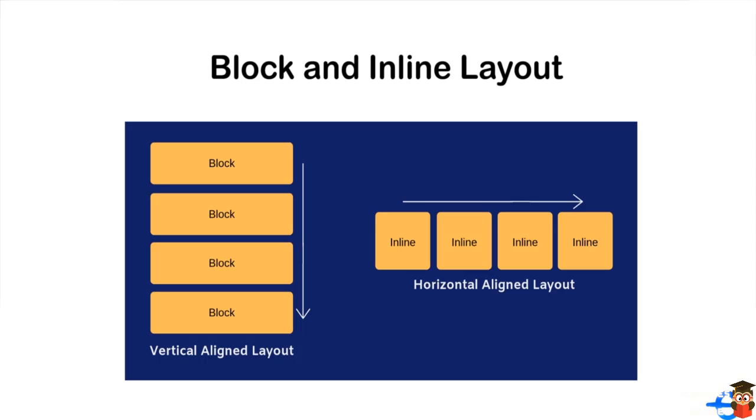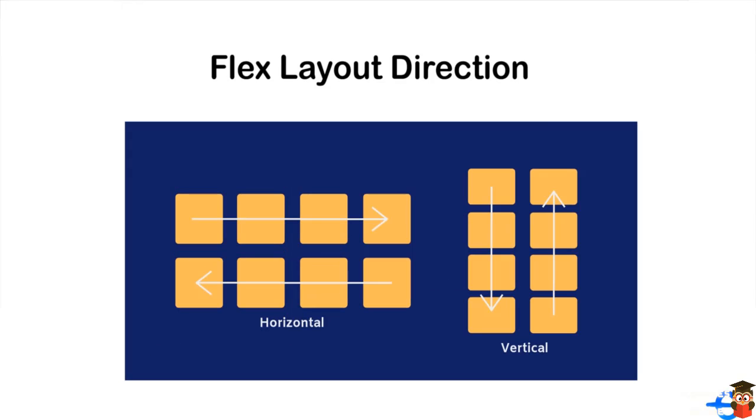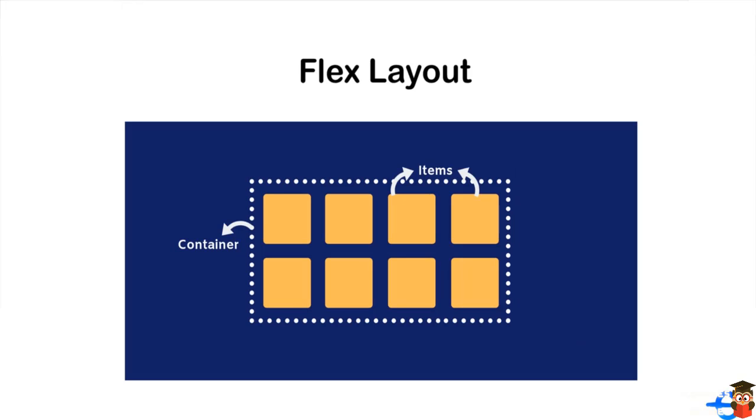Block elements lay out vertically, inline elements lay out horizontally, but flex elements can create layouts both horizontal and vertical based on certain properties. Let's try to understand some of the concepts of flex layout. Say we have this flex layout. The main div which has the flex property is called container, and the elements inside this container are called items.